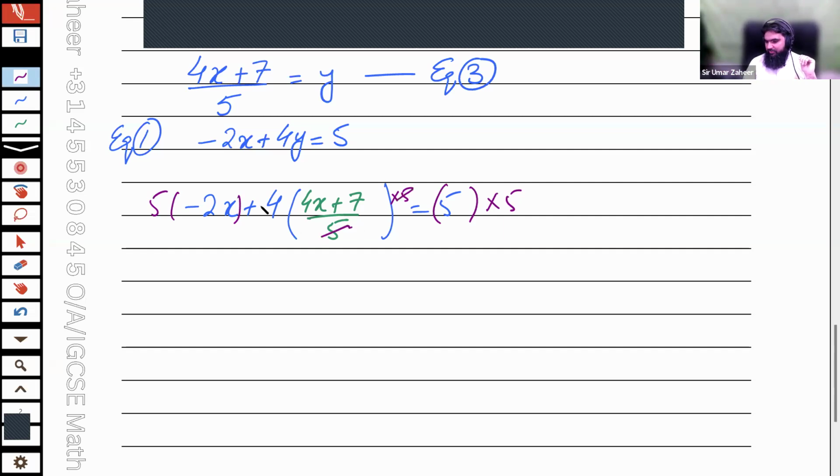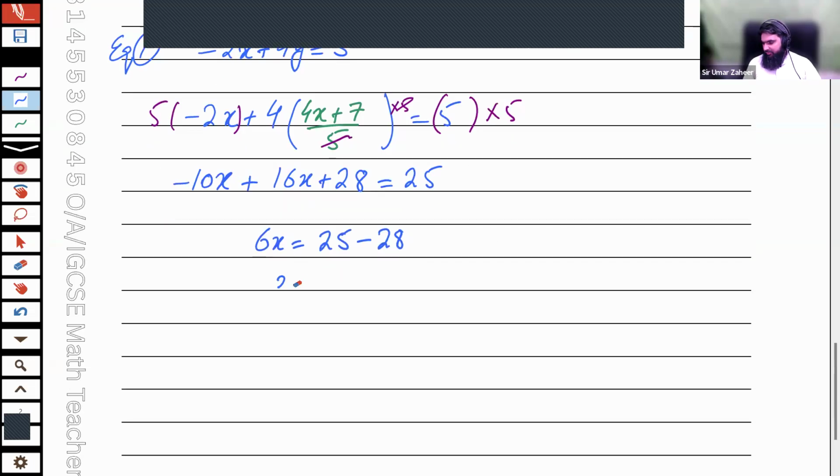So from here, 5 is going to be cancelled out. I'm going to get minus 10x plus 4 times 4 is 16x, 4 times 7 is 28, 5 times 5 is 25. 16x minus 10x will be 6x. Take the 25 to the other side, 28 to the other side will be minus 28. 25 minus 28 will be minus 3. 6 is multiplying, it will be divide. So I'm going to get the value x is equal to minus 1 by 2.